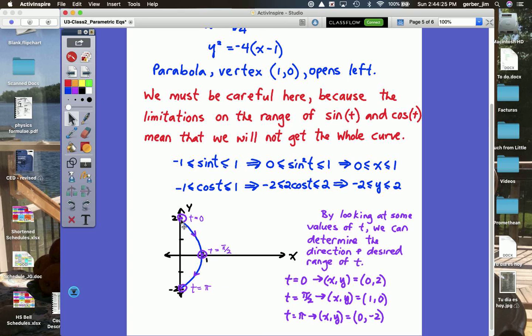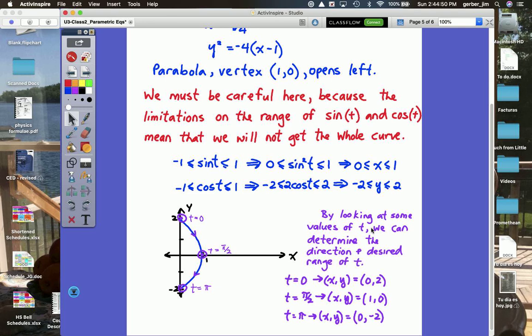I try pi over 2 because it seems like a good number to try out. And at pi over 2, I get the point (1, 0). When I put pi into these functions, I get the point (0, -2). And if I go farther than that, I realize that at this point, the parabola turns around and comes back the same direction again, and it will just keep going back and forth like this.